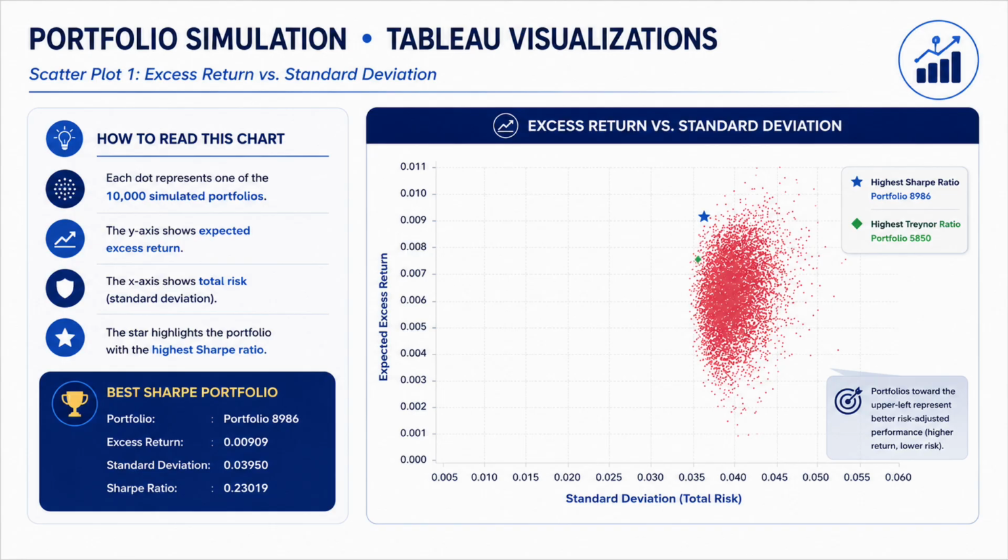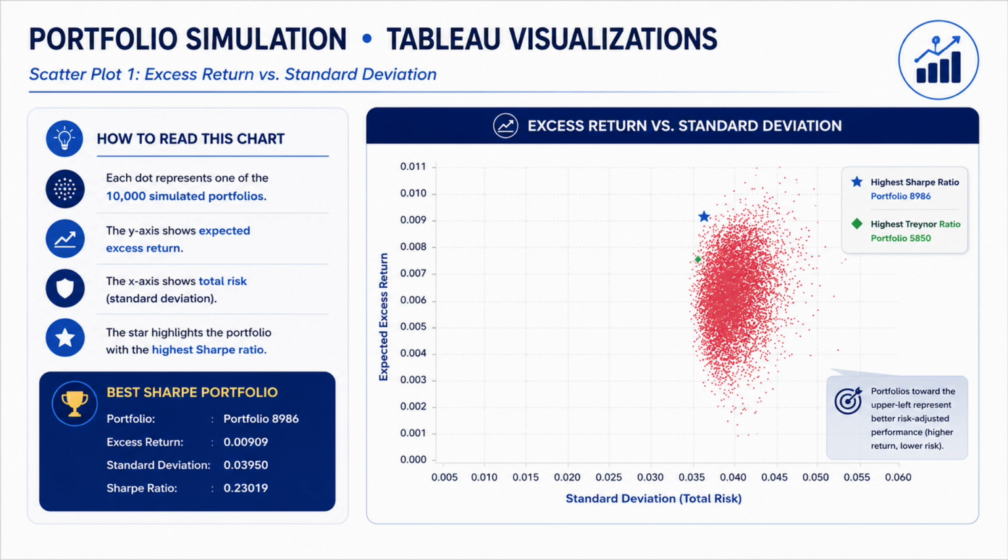This scatter plot compares expected excess return to portfolio standard deviation. Each point represents one of the 10,000 simulated portfolios. The upward sloping pattern clearly illustrates the risk-return trade-off. Portfolios with higher expected returns generally required investors to accept higher levels of total risk. The highlighted portfolio represents Portfolio 8986, which achieved the highest Sharpe ratio in the simulation.